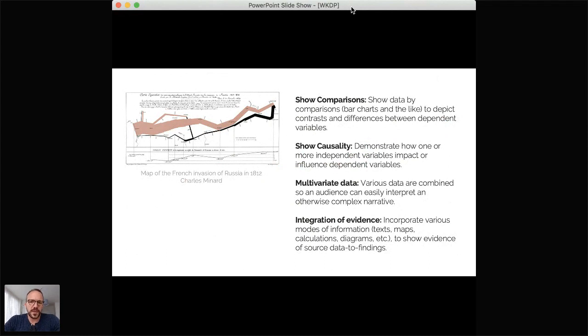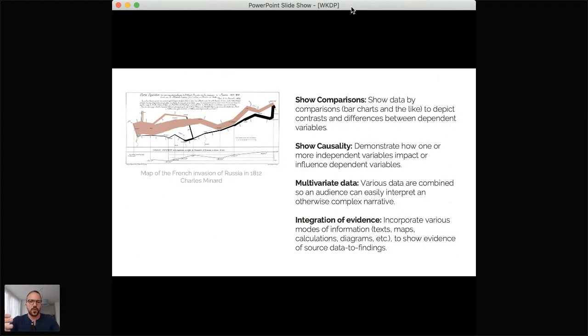And then finally, one of my favorites, which is the integration of evidence. Incorporating various modes of information, text, maps, calculation, diagrams, etc., to show evidence from source data to findings. So I like to think about this as ammunition that you provide to the user, so that they can start balancing out the pros and cons, really trying to understand the full, comprehensive picture of this system.